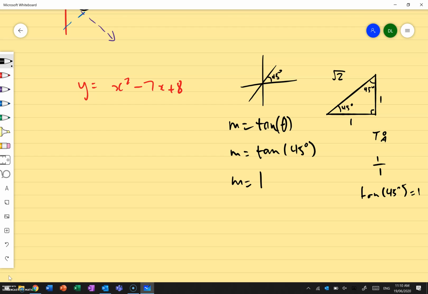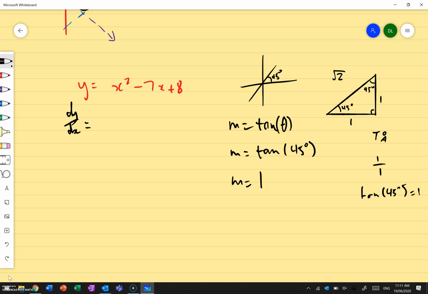How do I find the gradient of a function? I could do rise over run, but I've got this function over here and I'm trying to find a specific gradient. What I can do is find the derivative and then let it equal 1, because I know my gradient is 1. I can just find whatever value of x would get me there, right? So let's find dy/dx.